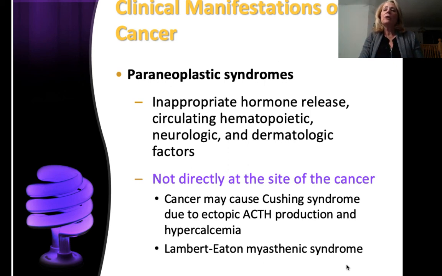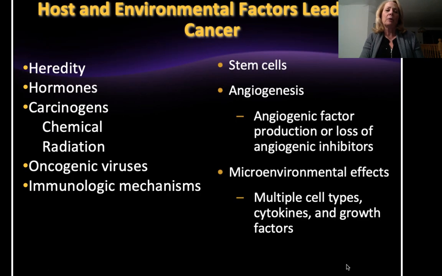And there are a bunch of other reasons that cancer can occur in a person, and it can be heredity, hormones, different chemicals you've been exposed to, radiation, and then of course ways to treat that would be stem cells and different types of therapies.